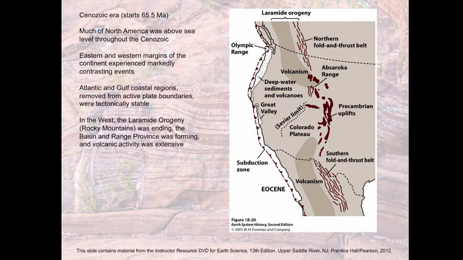The Cenozoic era, the era of modern life, starts at about 65 million years ago. Much of North America was above sea level throughout the Cenozoic. Eastern and western margins of the continent had dramatically different geology. The eastern margin on the Atlantic coast was very passive. They were far removed from the divergent tectonism that was occurring at the mid-Atlantic ridge after the breakup of Pangaea, whereas the western United States was undergoing active subduction, active mountain building or orogenesis, and deformation processes.